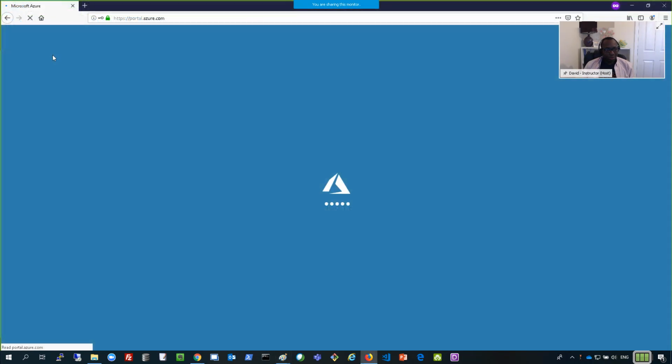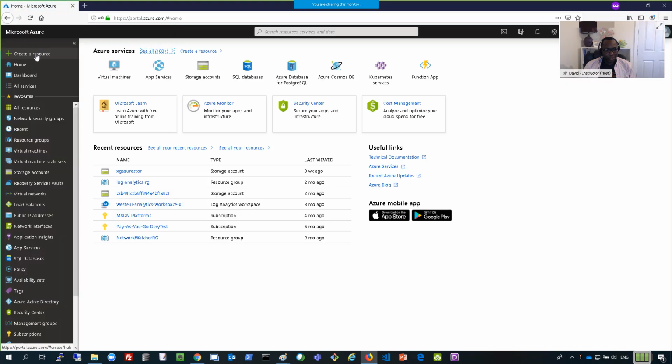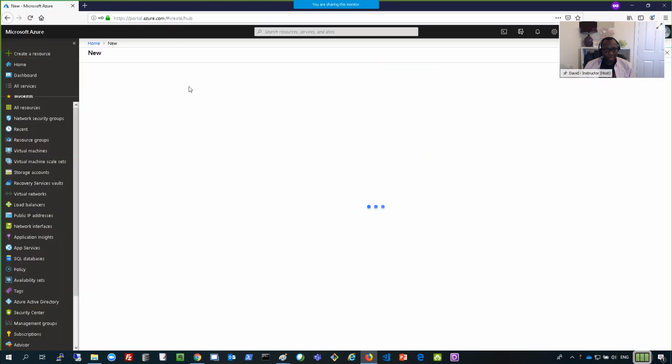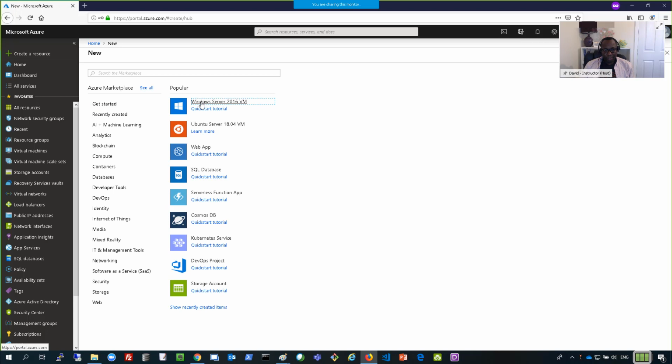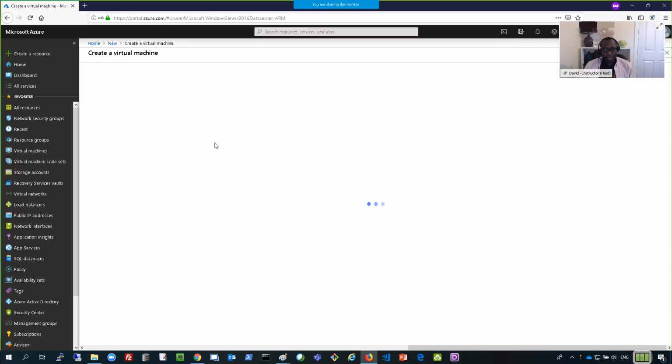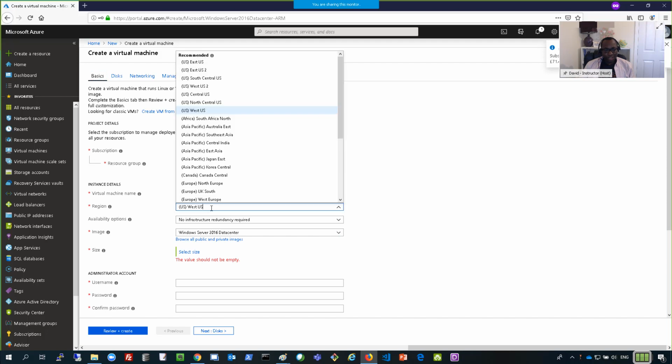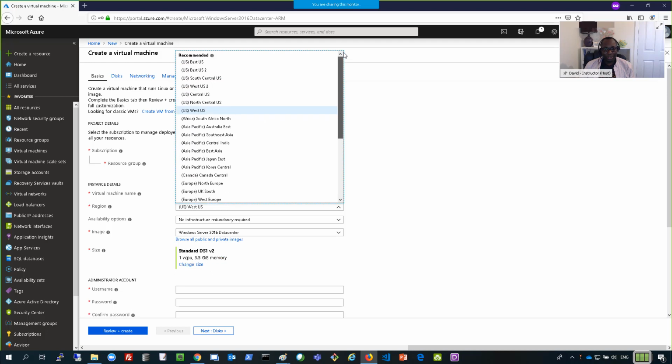What I wanted to show you is, if I go to create a resource and select anything, a virtual machine or web app, and look at the regions, I can select to deploy in any of these regions. But one of the things you notice is that I cannot select the government regions. That's a separate portal.